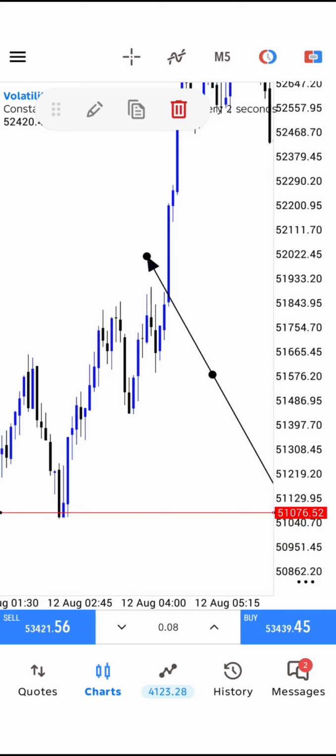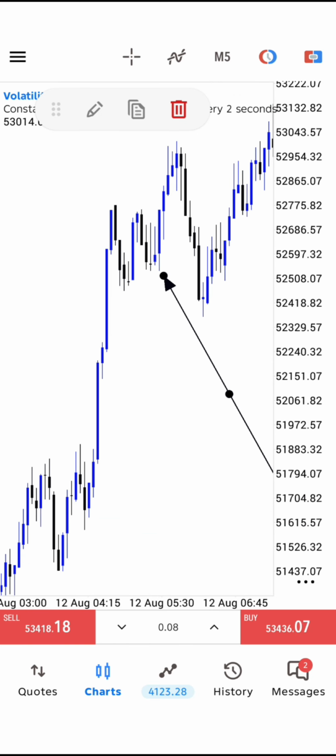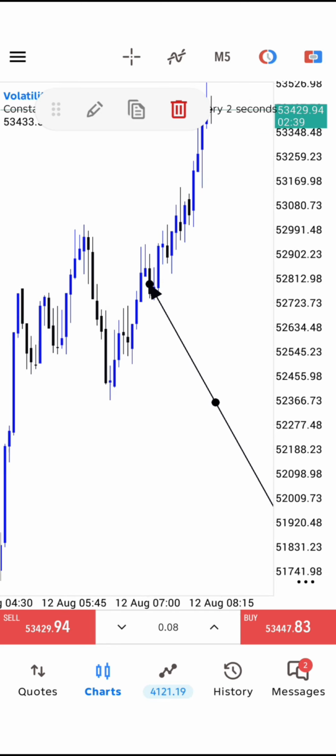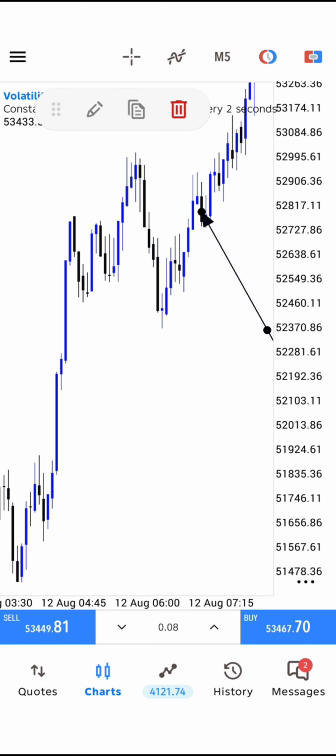The same thing happened here. Before it will go up, it must catch some liquidity here. Look at it. This is the liquidity that was grabbed, and then boom, it's still going up. So guys, that is how simple the strategy is.